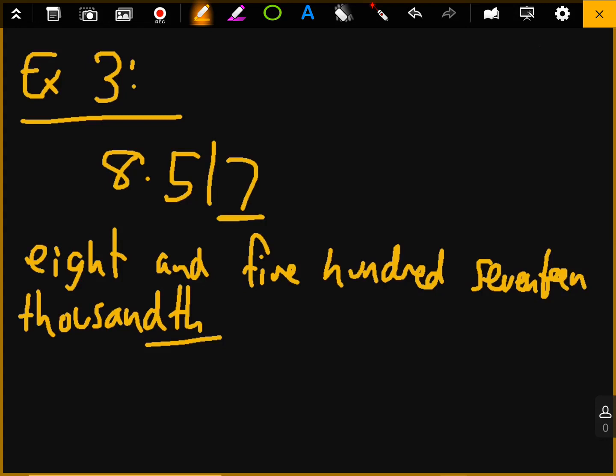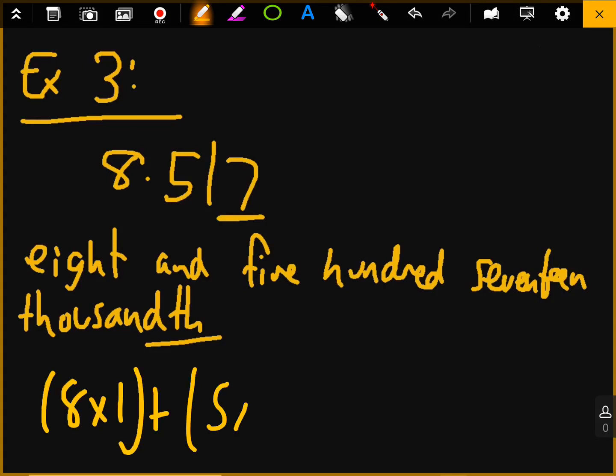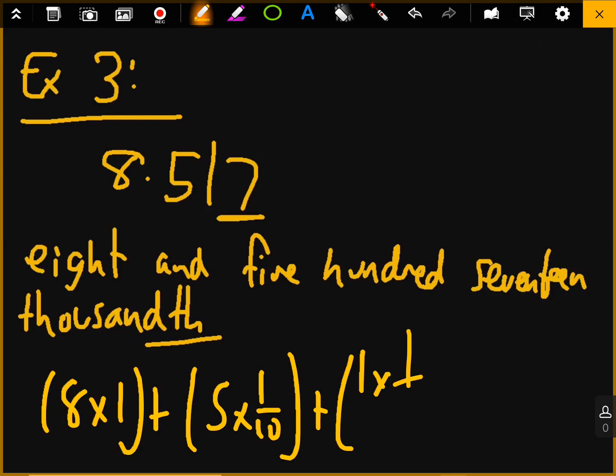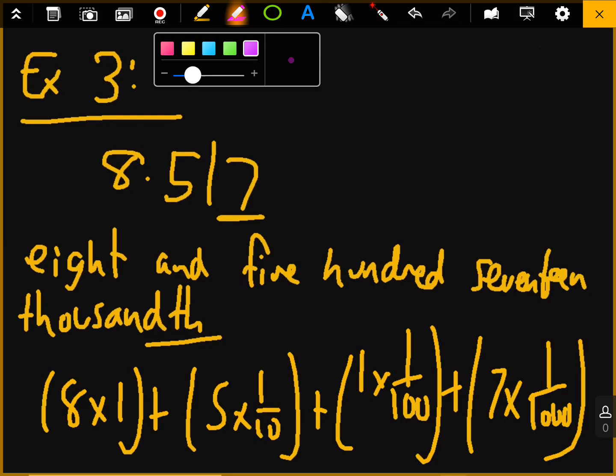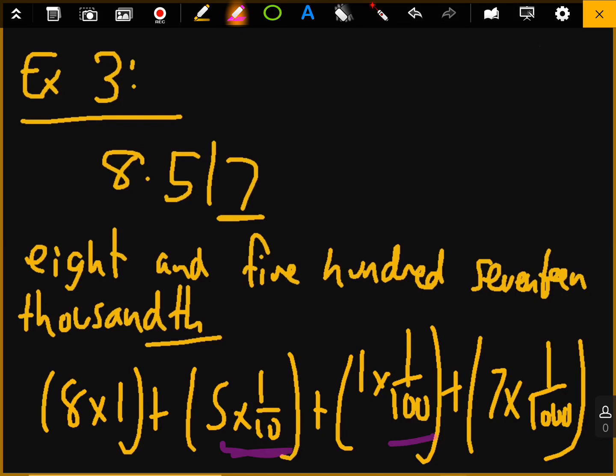It's at the thousandths. If the 7 wasn't there, it'd be 8 and 51 hundredths. Okay? And expanded form is 8 times 1 plus 5 times 1 over 10 plus 1 times 1 over 100 plus 7 times 1 over 1,000. And remember, the reason why is because this is in the tenths place, hundredths place, thousandths place. See? Tenths, hundredths, thousandths. Okay?